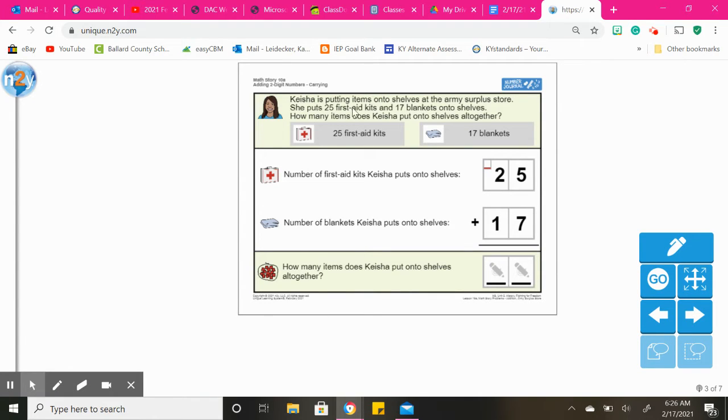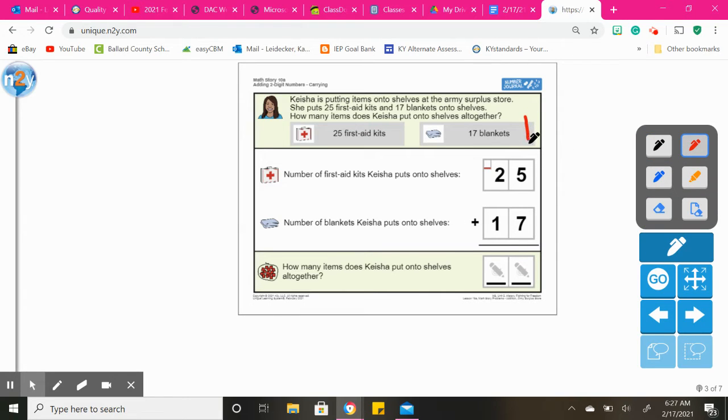Okay, so Keisha is putting items onto shelves at the Army supply store. She puts 25 first aid kits and 17 blankets onto the shelf. How many items does Keisha put onto the shelf altogether? Well, here's the number of first aid kits. Here's the number of blankets. So first we have to add 5 plus 7. So we always have to start in the ones place first. So this is the first thing you do.